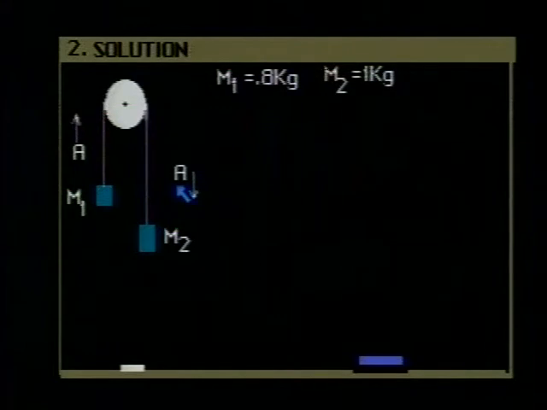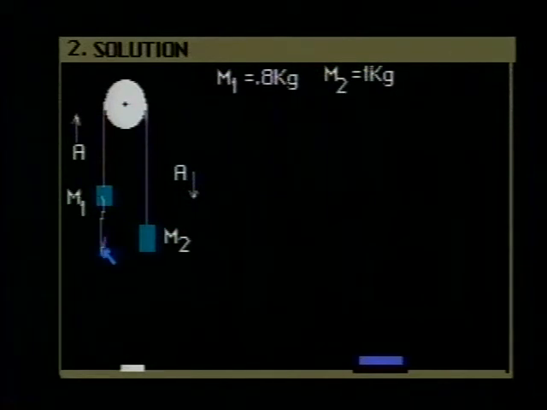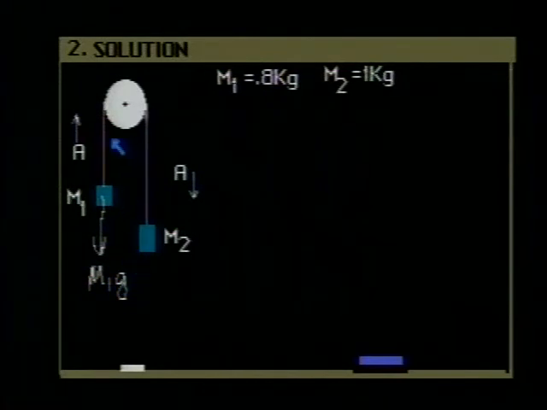The first thing we want to do here is to draw a free body diagram for each of the masses. On M1, we draw all the forces acting. We have, as usual, the weight acting downwards, M1G. The upward force provided by the rope, let's call that force the tension T.